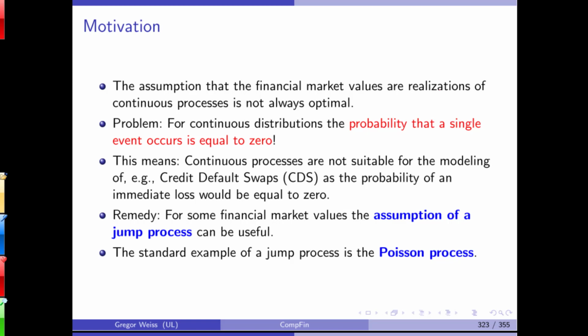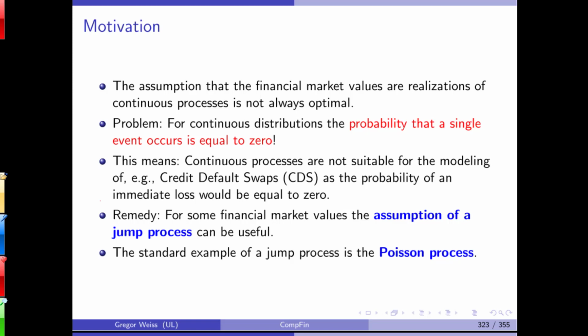Now, we've seen in some cases we'll need a continuous process. In some other cases, actually, a discrete process would be more suitable. For continuous distributions, the probability that a single event occurs is equal to 0. It's a very simple idea. That's why we need density functions and not probability functions. If you have a continuous random variable, the probability of the random variable taking one specific value is 0, because there are infinite numbers on the real line. This means continuous processes are not suitable for the modeling of, say, credit default swaps, as the probability of an immediate loss would be equal to 0.